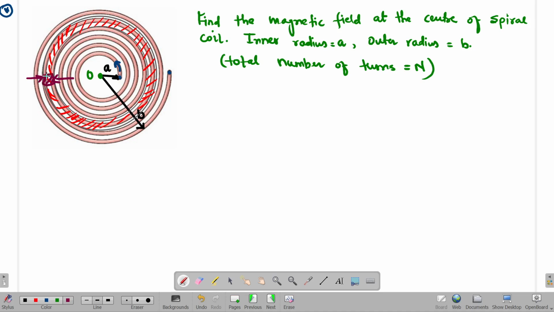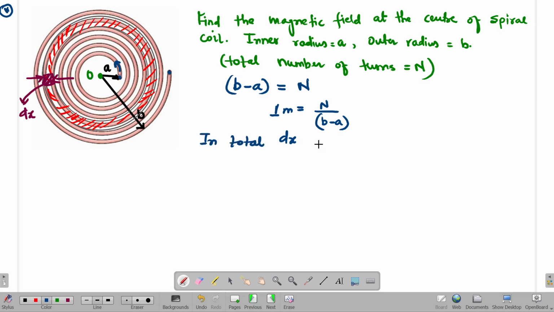Is that clear? So look over here. In total B minus A length, I have N number of turns. What is the length of one gap, or 1 meter? B minus A meters is equal to N turns. So 1 meter is equal to N by B minus A turns. Now if I consider the thickness dx, in total dx length, the number of turns will be N into dx by B minus A.